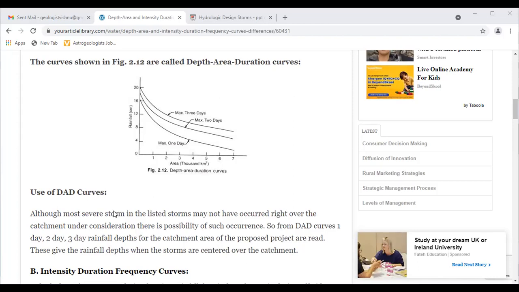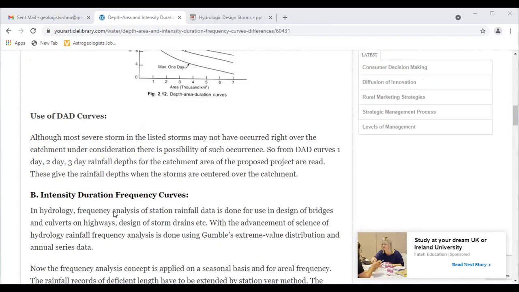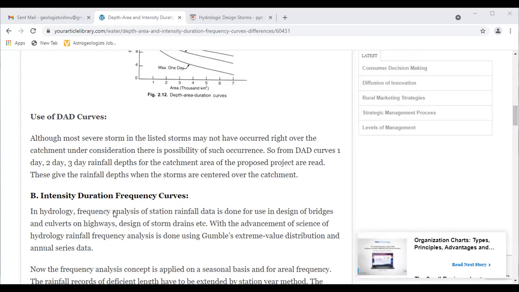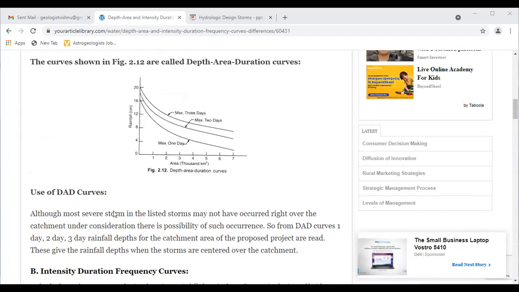And what are the uses of the DAD curves? Although the most severe storm in the listed storms may not have occurred right over the catchment under consideration, there is a possibility of such occurrence. So, from DAD curves, one day, second day, third day rainfall depths for the catchment area of the proposed project are read. They give the rainfall depths when the storm is centered over the catchment area. Here, I will explain the graph clearly.